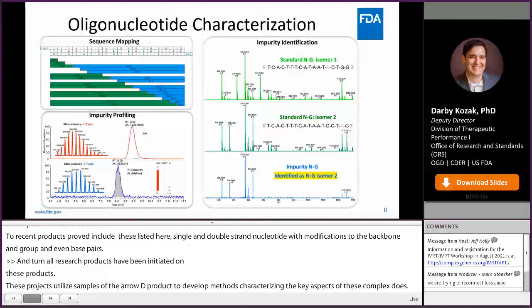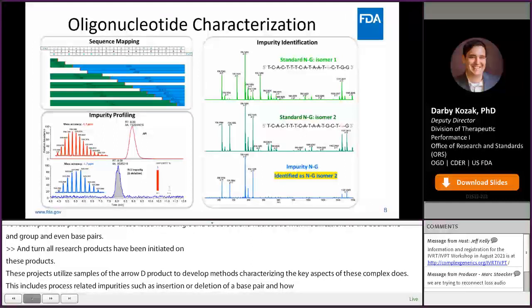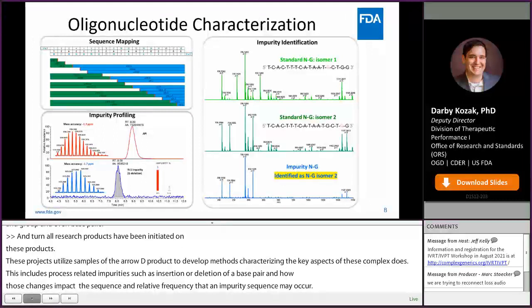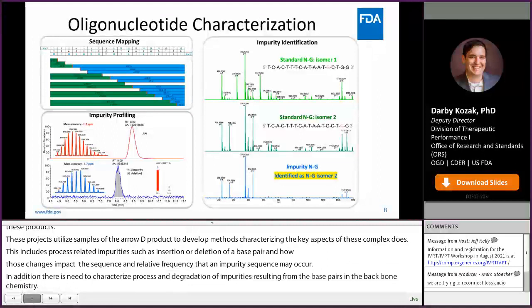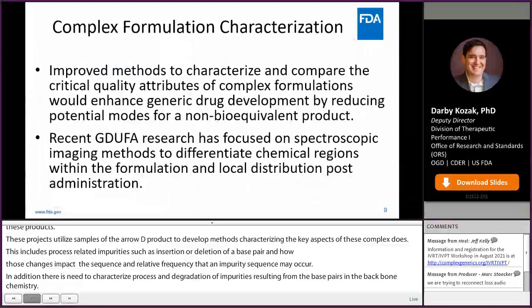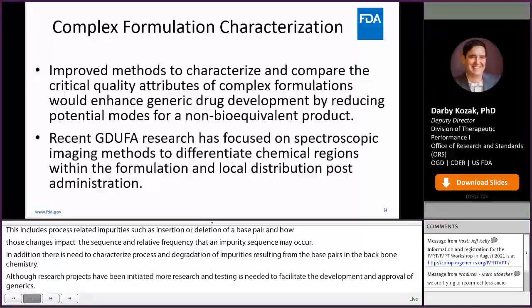In addition, there's need to characterize process and degradation-related impurities resulting from modifications of the oligo base pairs and the backbone chemistry. Although research projects have been initiated, more research and testing is likely needed to facilitate the development and approval of generics.